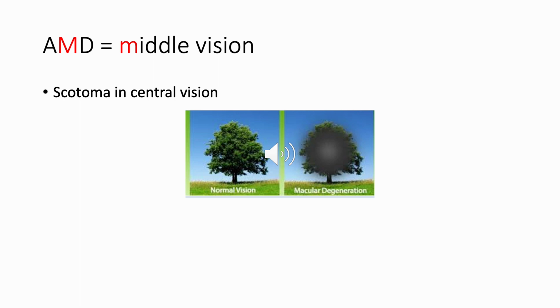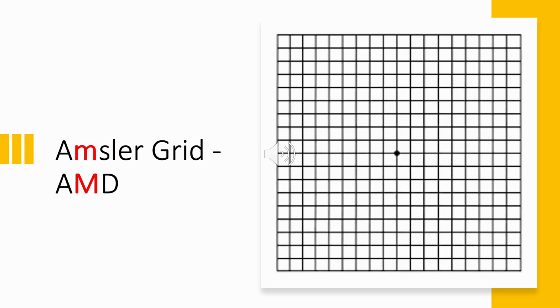So in age-related macular degeneration, their middle vision or their central vision is damaged. So they'll have a scotoma. Scotoma means a blind spot. And as you can see, if you look at the tree, they lose that central vision.